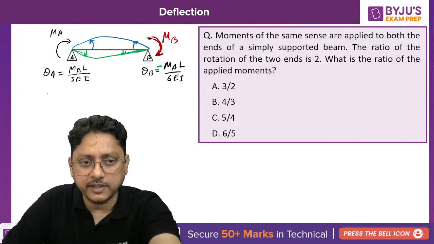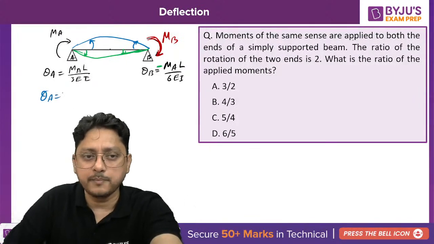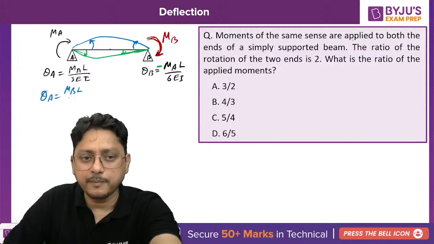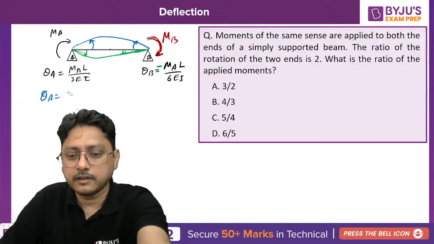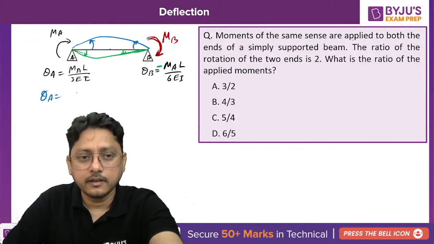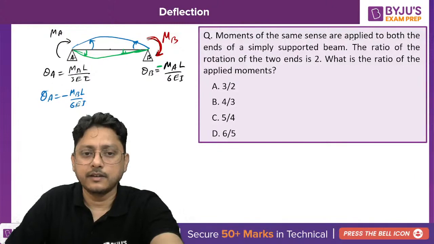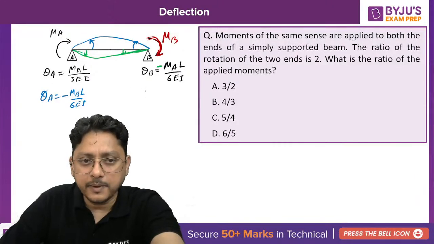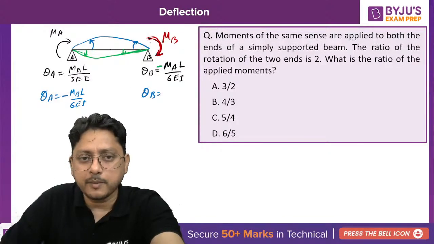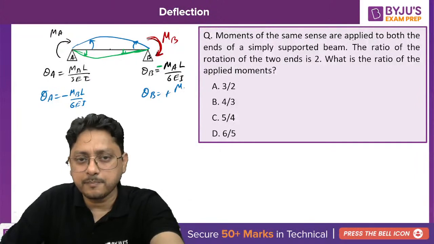So I can write down that theta at A due to the application of MB will be MB L by 6EI, and I will write that with a minus sign. Then theta at B will be plus MB L by 3EI.